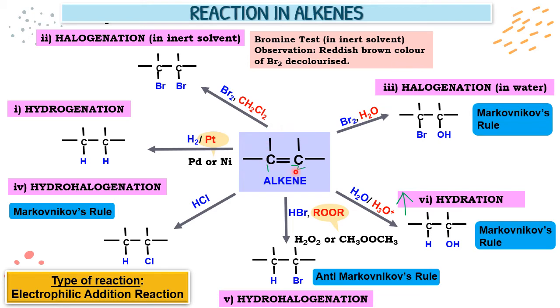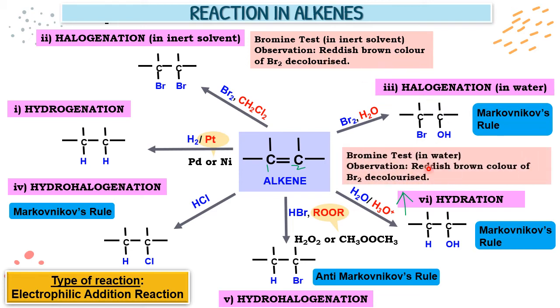So when we have a chemical test, it must come with an observation. So what observation are we going to see when we add bromine in inert solvent to an alkene? The observation is that the reddish brown color of bromine will decolorize. Remember, it's only for bromine because bromine has a reddish brown color, so we can observe the color change. So that's one.